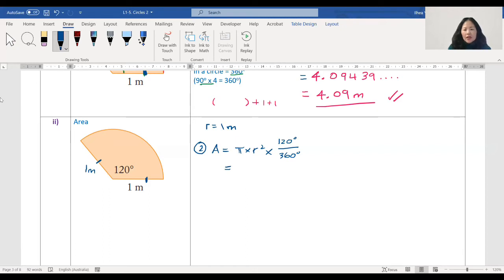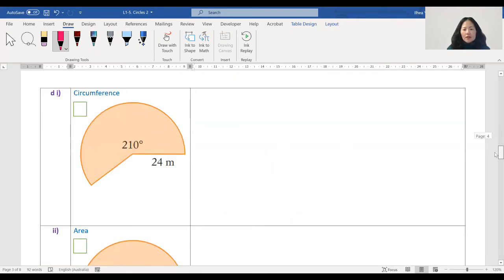We just want to know the area of this circular shape that has 120 degrees. So I'll put that in with all the values I know. Pi times r, which is 1, squared, times 120 degrees over 360 degrees. Put all that in your calculator, you will get 1.047, and we just want to know the 2 decimal places, and 7 is bigger than 5, so it's rounded up. Meter squared.